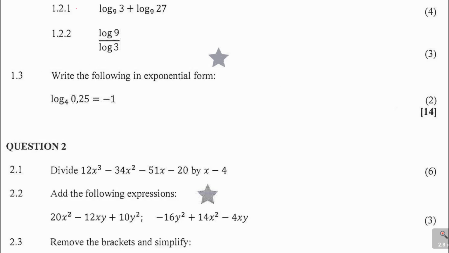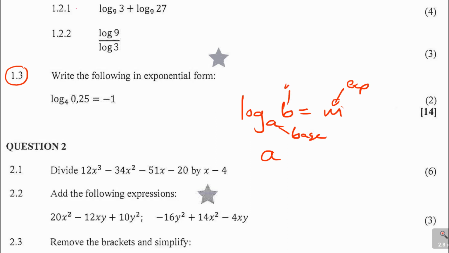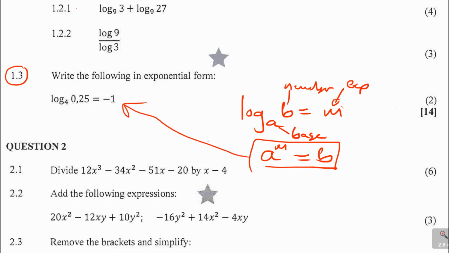Alright, 1.3 here, it was saying write the following in exponential form. Now it's not difficult. They want you to convert in exponents. So look at this. If they give you log in base a of b is equal to m, and then say do this in exponents, you take that a as the base, then this becomes the exponent. This is my base, and this is my number. So it's a to the exponent m is equal to b. So that's what you needed to do there. Just take a guess and try to do that. Okay, so that was that.